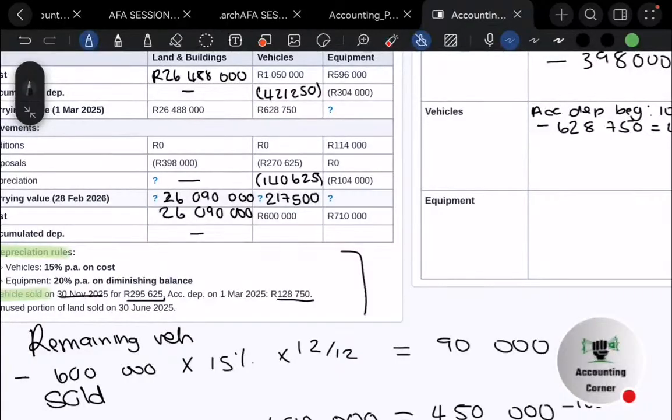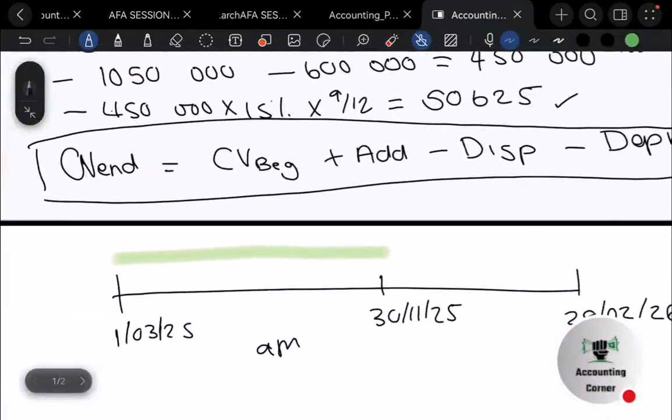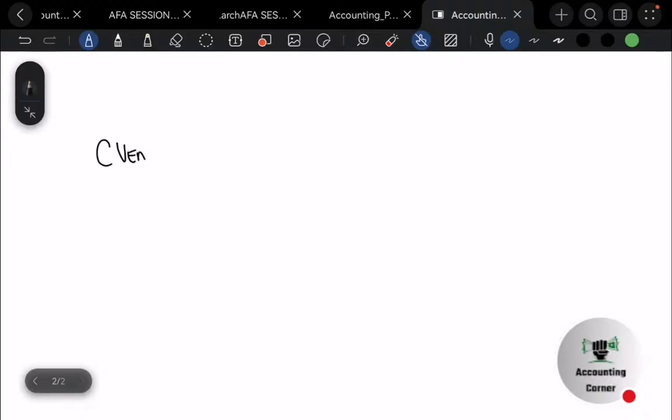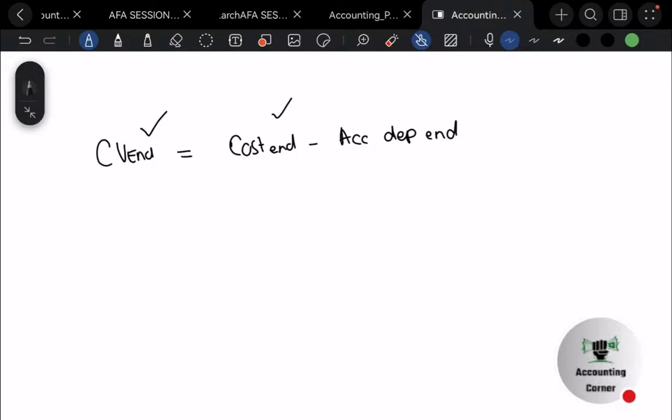Then we need to calculate the accumulated depreciation at the end. That's what's missing. So another formula, your carrying value at the end or whenever is equal to your cost at the end minus accumulated depreciation at the end. If it was the beginning, you would use the beginning amount. So now we have the carrying value at the end. We also have the cost at the end. So we are missing the accumulated depreciation at the end. So then accumulated depreciation at the end will be equal to cost minus carrying value, the end amount, of course.